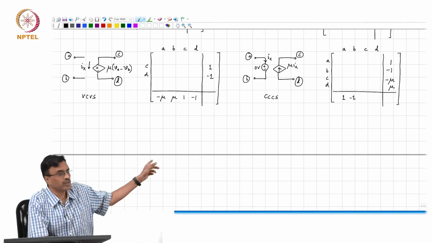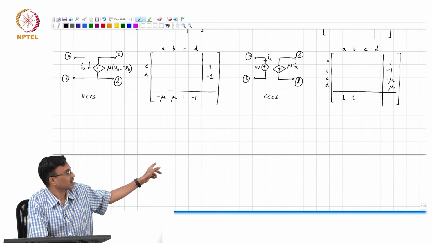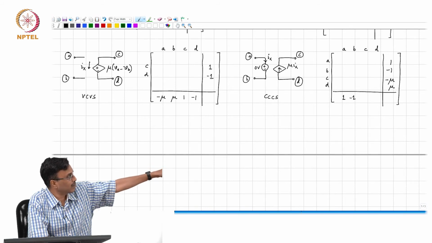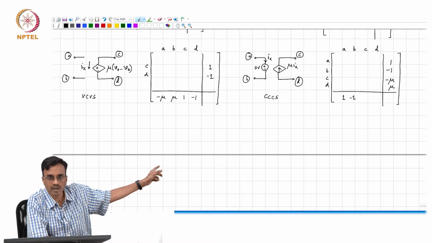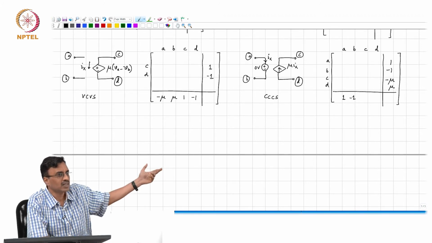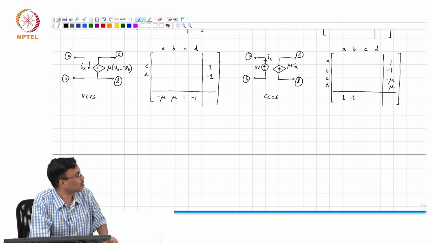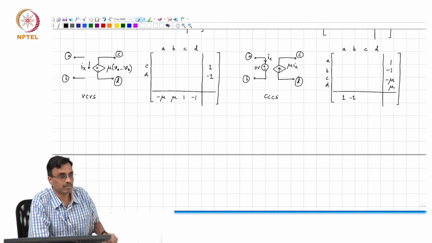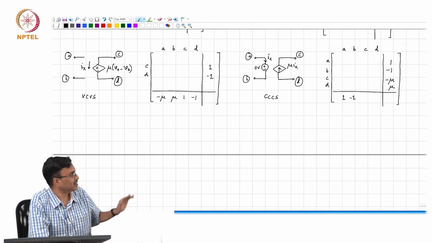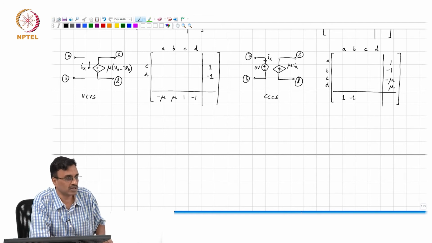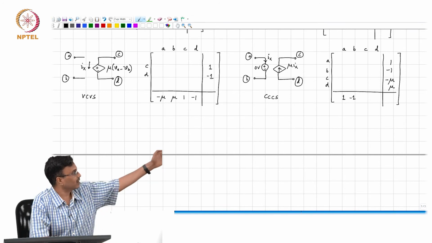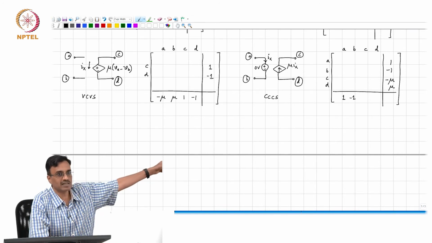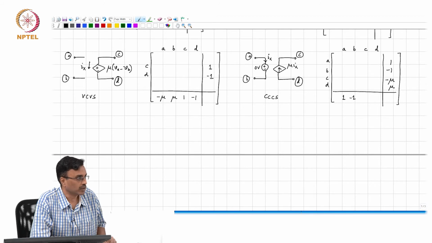It is not the transpose, right? Please note that the MNA stamp is not simply the transpose. You also have to swap the rows, A with C and B with D. This is just something that I draw your attention to. We will use this fact later on. At any rate, it looks suspiciously similar to the MNA stamp of the voltage controlled voltage source.